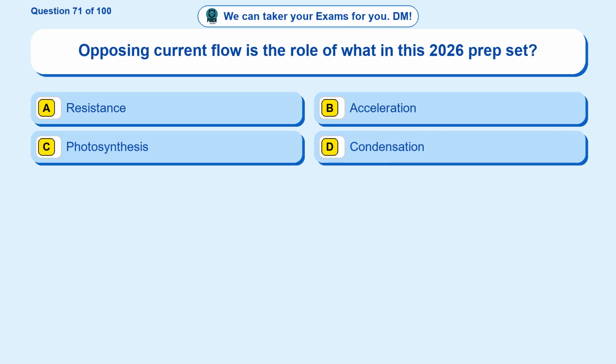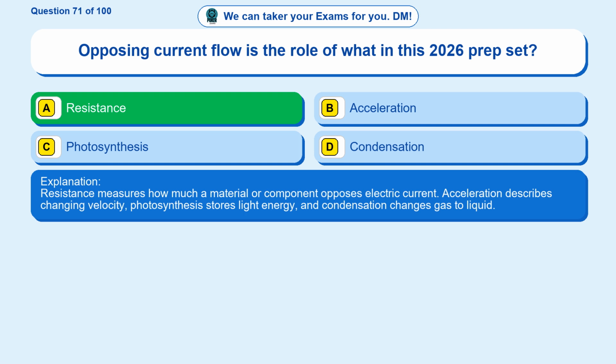Question 71. Opposing current flow is the role of what in this 2026 prep set? Option A, resistance. Option B, acceleration. Option C, photosynthesis. Option D, condensation. The correct answer is option A. Resistance. Resistance measures how much a material or component opposes electric current. Acceleration describes changing velocity, photosynthesis stores light energy, and condensation changes gas to liquid.